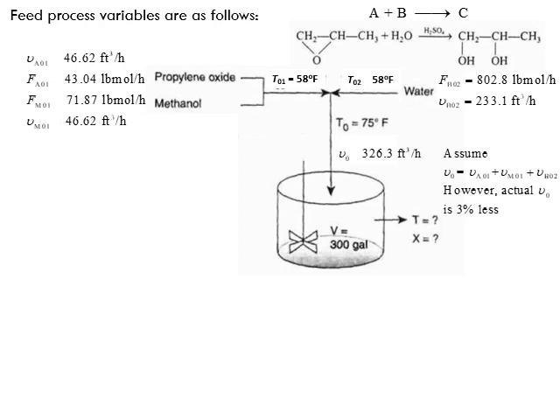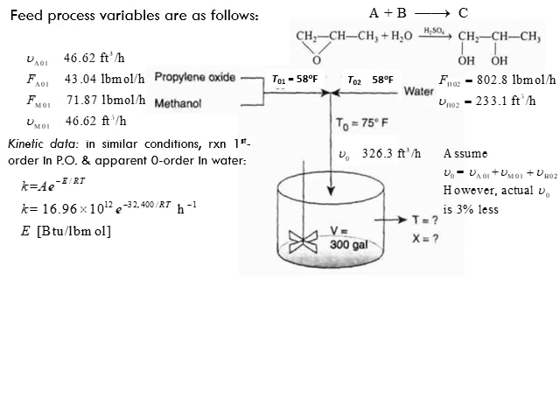Okay, what other articles are there for the design? Well, we need the conditions, right? So all of these conditions are given here. What's the last article of the design? Well, we need the kinetic and the thermodynamic data. So let's bring those data. Kinetic data: in similar conditions, the reaction is first order in propylene oxide. So it's first order in A and zero order in water, zero order in B.